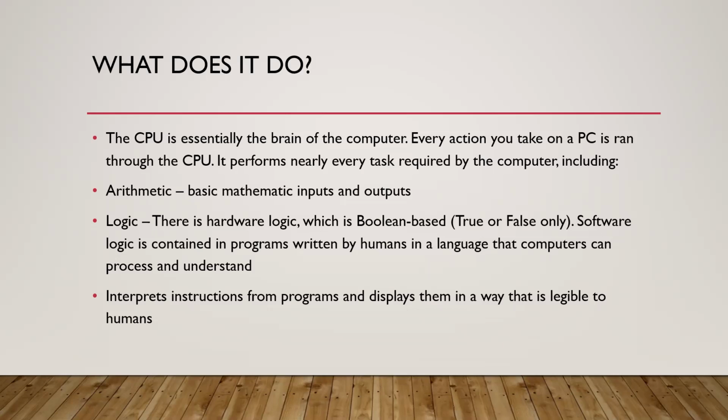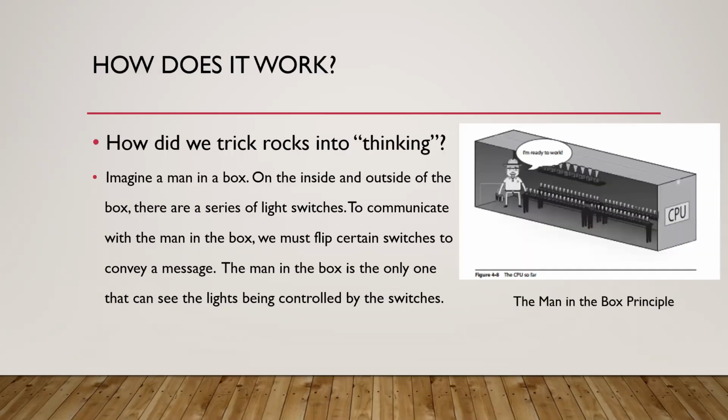Finally, the CPU also interprets instructions from programs and displays the data in a way that makes sense or is legible to humans. So now that we know what the purpose or use of a CPU is, let's talk about how it does all these things.